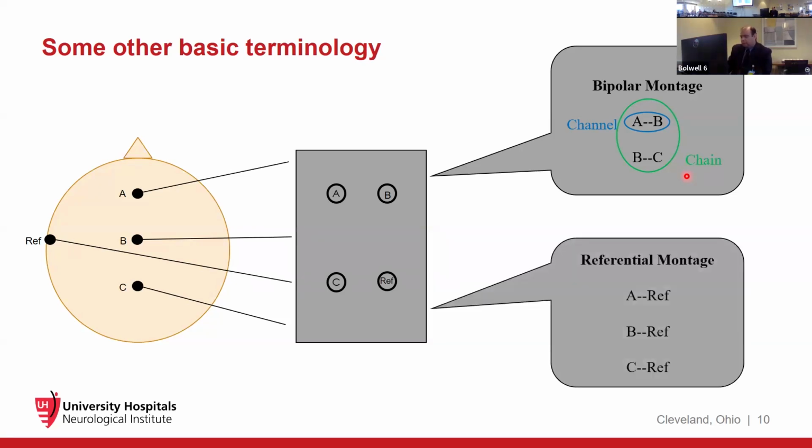Then you have what is called a referential chain or referential montage. What that is, you have electrodes that are all connected to a common reference, okay? So every electrode, you can take 16 electrodes and connect all of them to a common reference. That'll be one chain, a referential chain, okay?